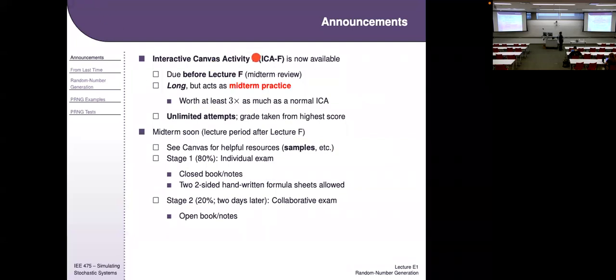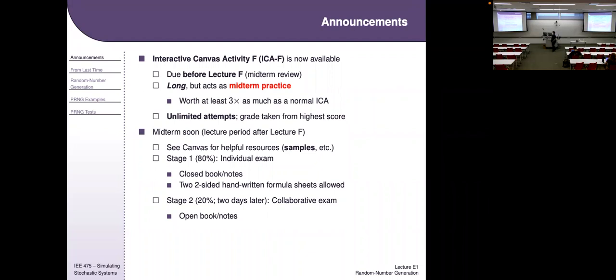There's also now ICA-F available. This is a midterm review ICA. I've talked about this a couple of times so far. You can take this ICA over and over and over again, and you'll get the highest score. It randomly samples from all the previous ICAs. It's worth at least 3 times as much as the normal ICA, so if you do it, it'll actually buffer your score.